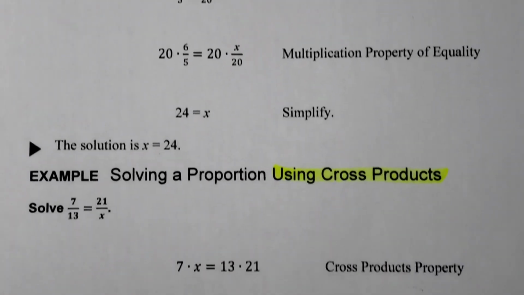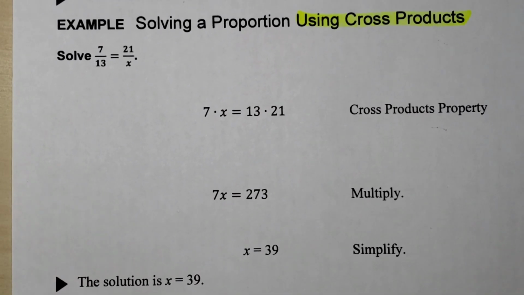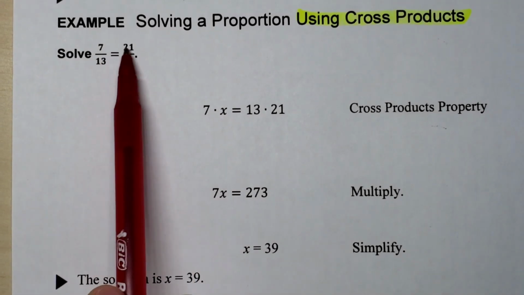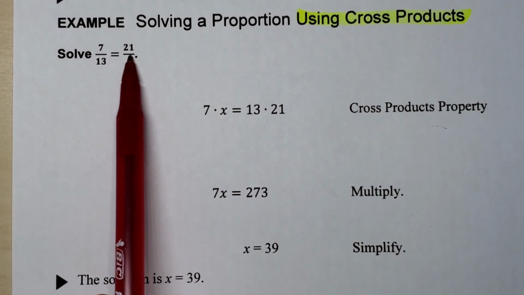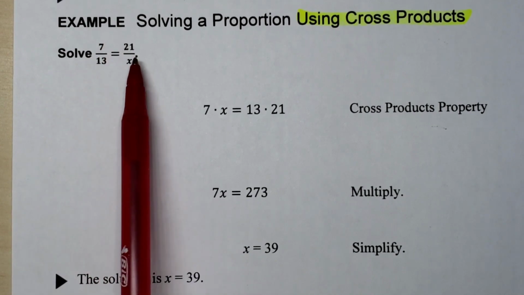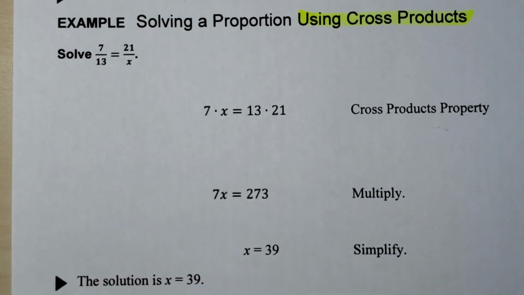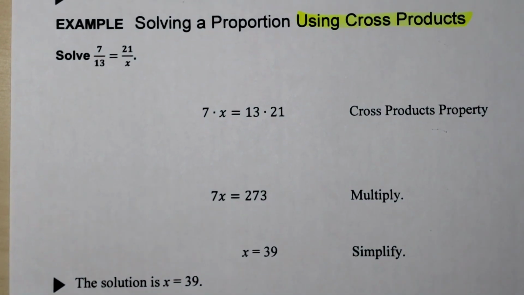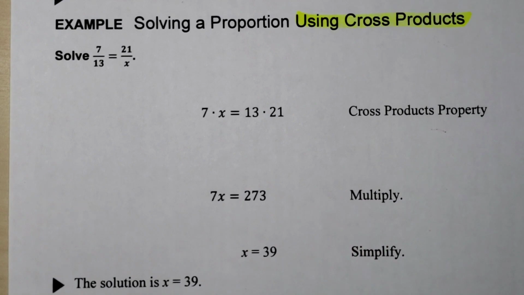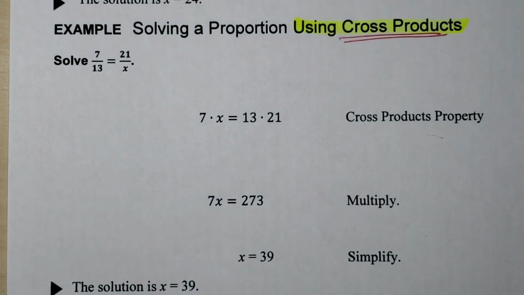Now, when you do cross products, for this example, 7 times what gives you 21? We know that 7 times 3 gives you 21. We also know that 13 times 3 would get you 39. Using mental math here would be much easier than using cross products. But for the sake of knowing the strategy, let's use cross products.